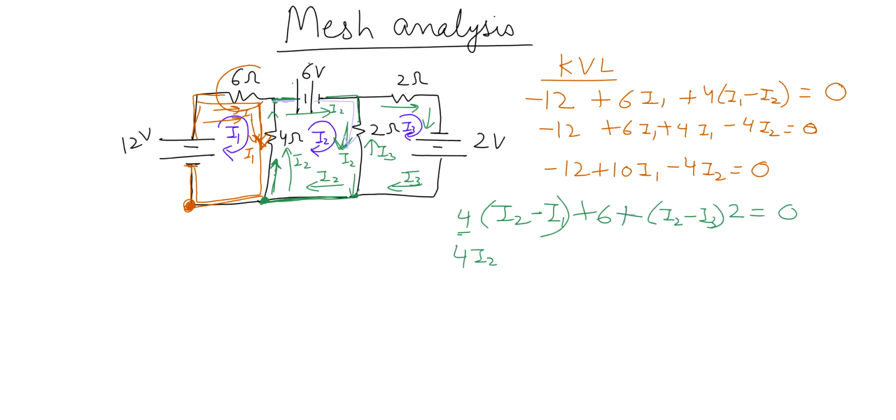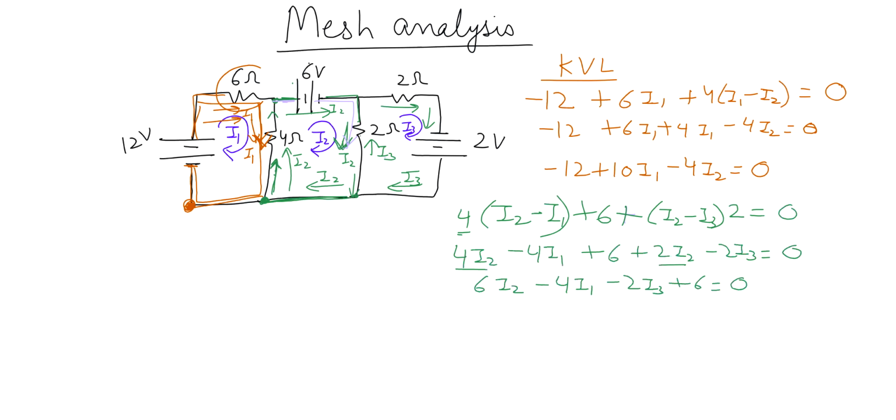4I2 minus 4I1 plus 6 plus 2I2 minus 2I3 is equal to 0. So 4I2 plus 2I2 gives me 6I2 minus 4I1 minus 2I3 plus 6 equal to 0. So we have written this equation here.